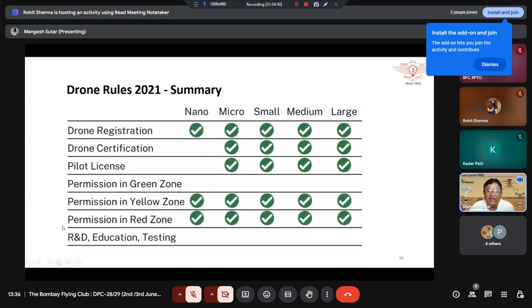So this is the last slide, just a summary of the Drone Rules 2021. Drone registration is compulsory for all classes, whether nano or micro. Why nano? Because there are nanos which go above 50 feet also, and in that case you have to register your nano drone. If it is less than 50 feet, then you don't require it. That's the criteria. But for micro, small, medium, large, it is mandatory.